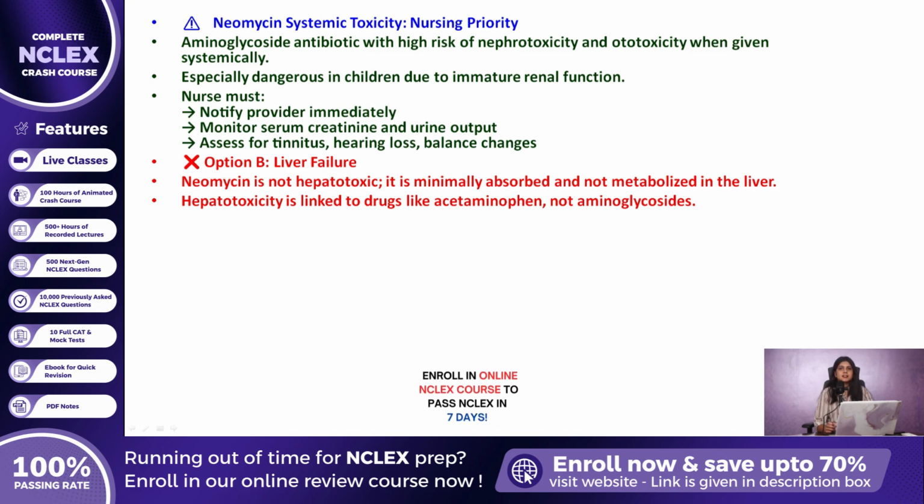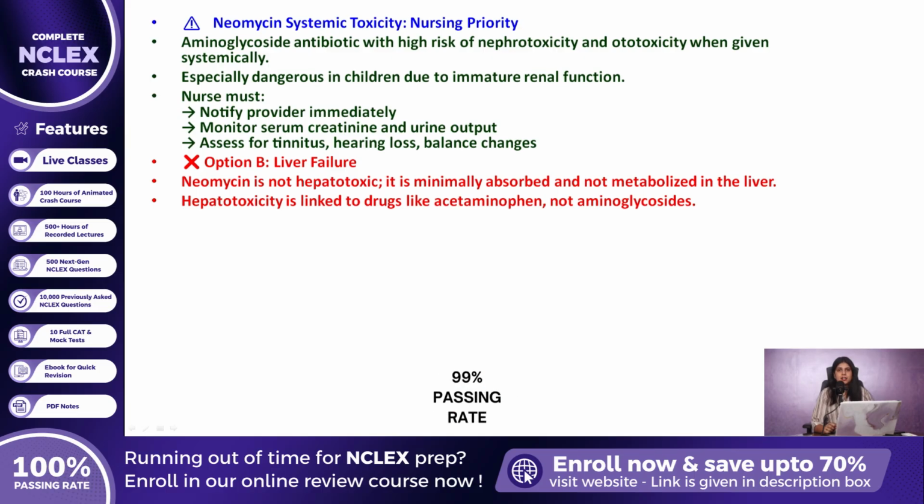When toxicity occurs, it is almost always renal or auditory, not hepatic. Liver failure typically arises from drugs like acetaminophen, certain antifungals, or chemotherapeutic agents, not aminoglycosides. Educating students on the difference between hepatotoxic and nephrotoxic drugs is key to passing NCLEX pharmacology sections.